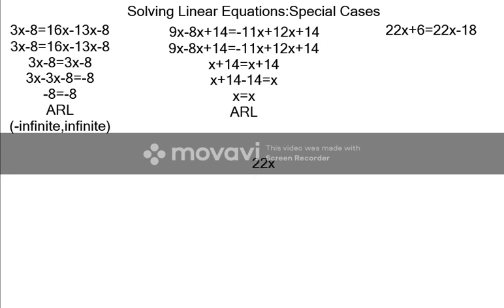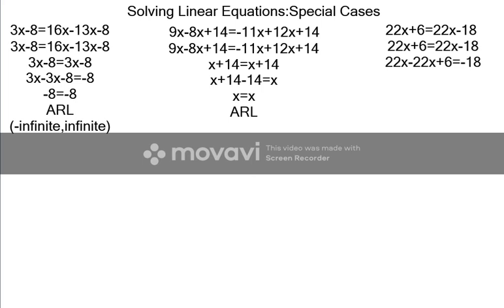As always, 22x plus 6 equals 22x minus 18. Now all we have to do is the same thing we've done several times, move the variables to one side and the constants to the other. So we would have 22x minus 22x plus 6 equals negative 18.